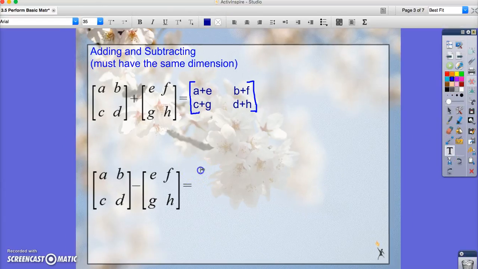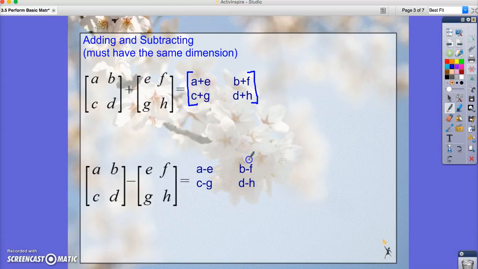All right, how does that apply to subtraction? Same idea, right? So we'll do a minus e, b minus f in the top right, and c minus g, and then d minus h. Once again, it's still a 2 by 2. We'll just get new numbers for each of those positions.